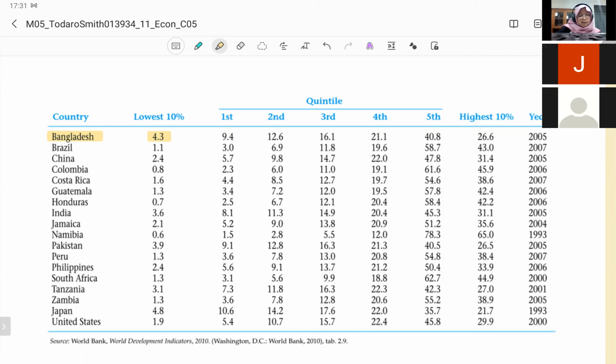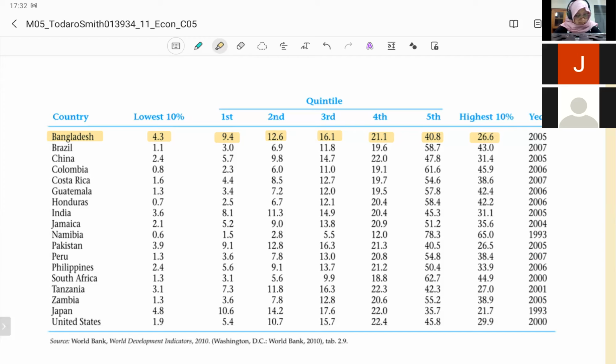Meanwhile, the first quintile, 9.4%. The second quintile, 12.6%. The third quintile is 16.1%. The fourth, 21.1%. The fifth is 40.8%. If this is the poorest 10%, now take a look at the richest 10%. They own about 26.6%.